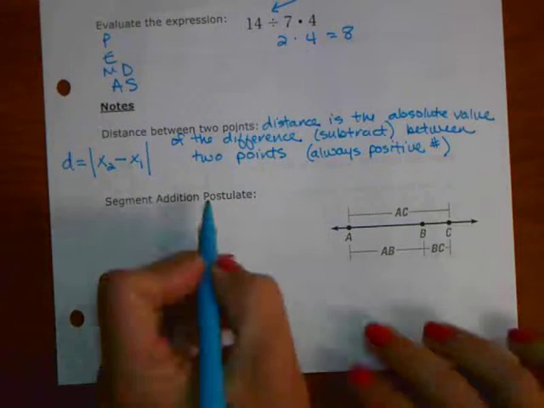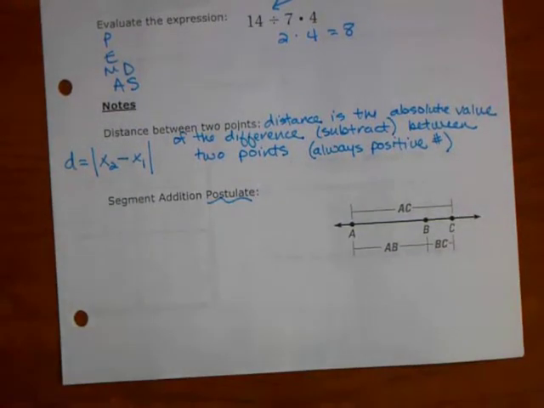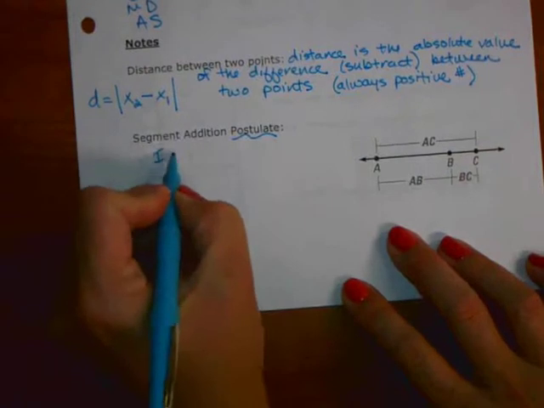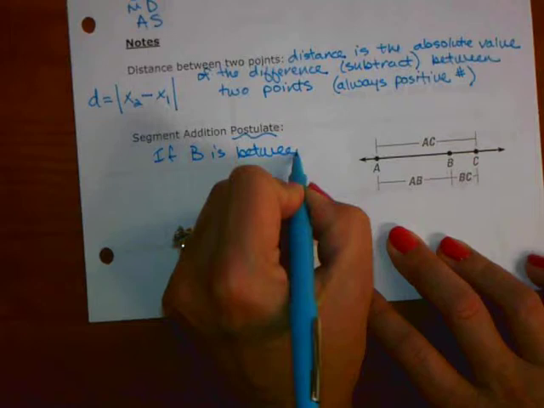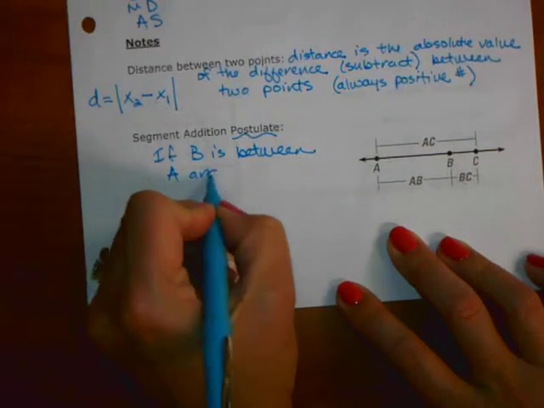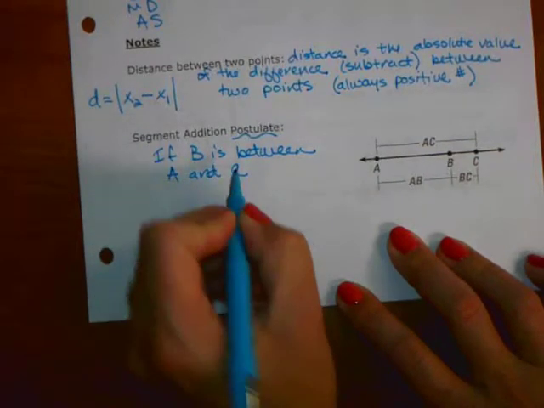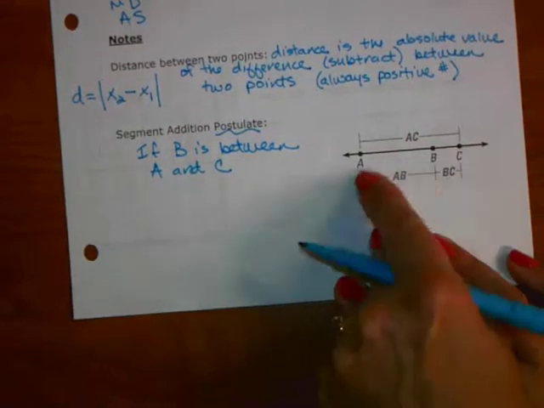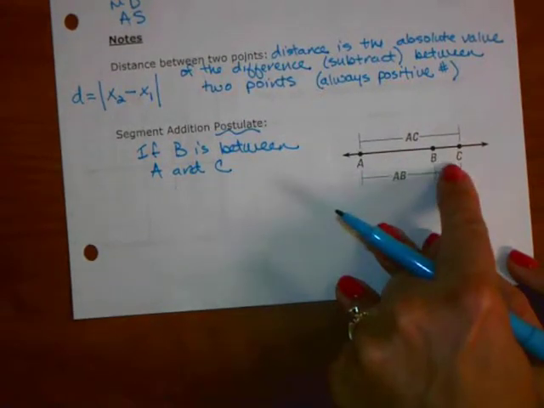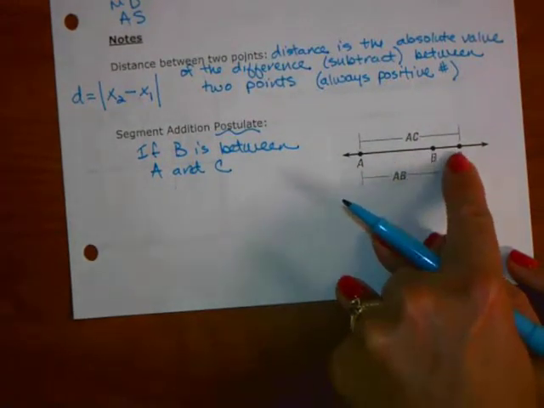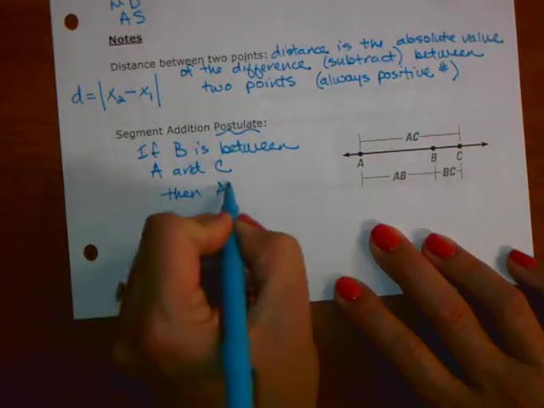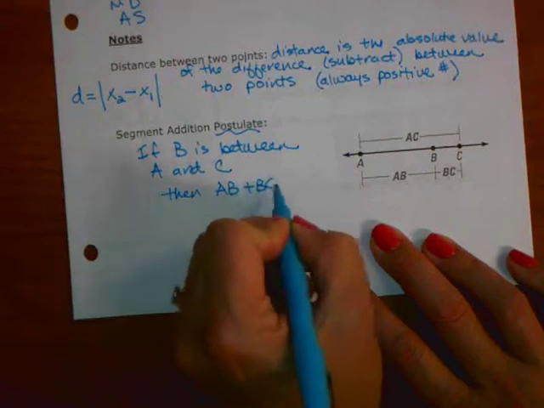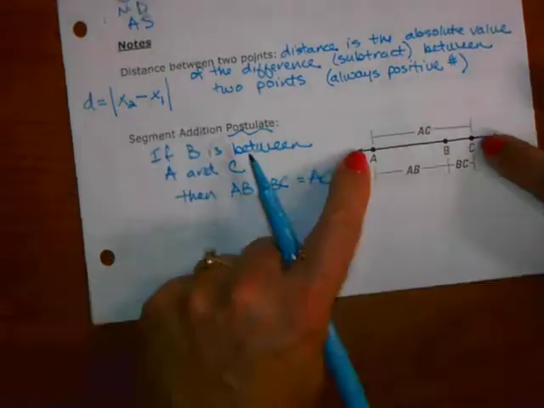Segment addition postulate. So this is just a postulate, it's just a theory we accept to be true. You don't have to memorize it, but I'm going to show what it is. If B is between A and C, is that true in this picture? B is between A and C, yes? Okay. If that's true, then we can say that AB plus BC equals the total AC.